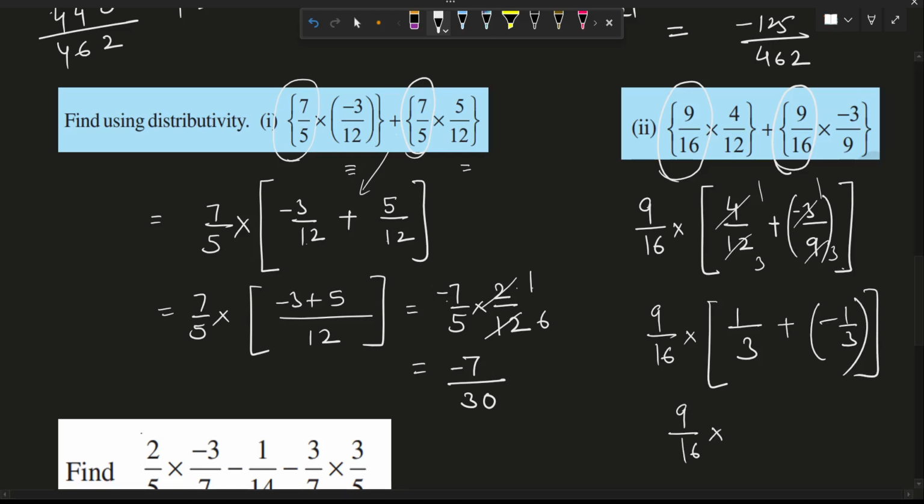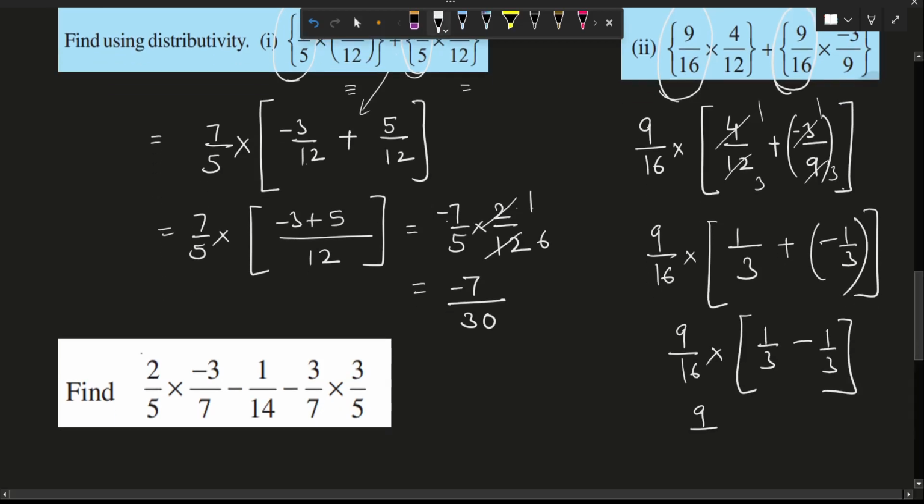Now 9 by 16 into 1 by 3 minus 1 by 3, which will be 0. Which will be what? 9 by 16 multiplied by 0. So 0 multiplied by any rational number will give you only 0. This is called multiplication by 0. So I hope this is also clear.